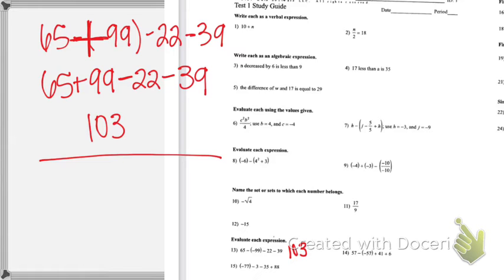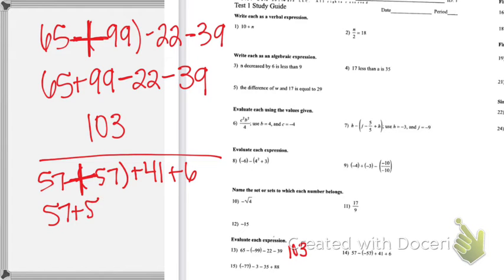On number 14, we have 57 minus negative 57 plus 41 plus 6. These two negatives make a positive. When we add all of those terms up, we get an answer of 161. So number 14 would be 161.